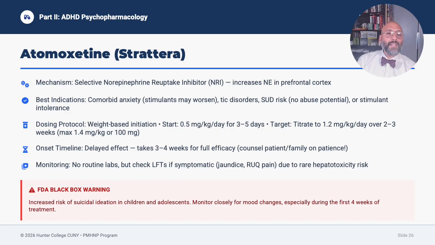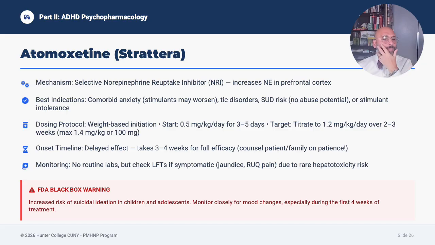So atomoxetine, brand name Strattera, is a selective norepinephrine reuptake inhibitor. Unlike stimulants, it does not increase dopamine release, it does not have immediate effects, and it has no abuse potential. What it does is increase norepinephrine in the prefrontal cortex, which indirectly improves attention, working memory, and executive control. This is a quieter, slower mechanism, and that matters for both patients and what you're going to tell them.